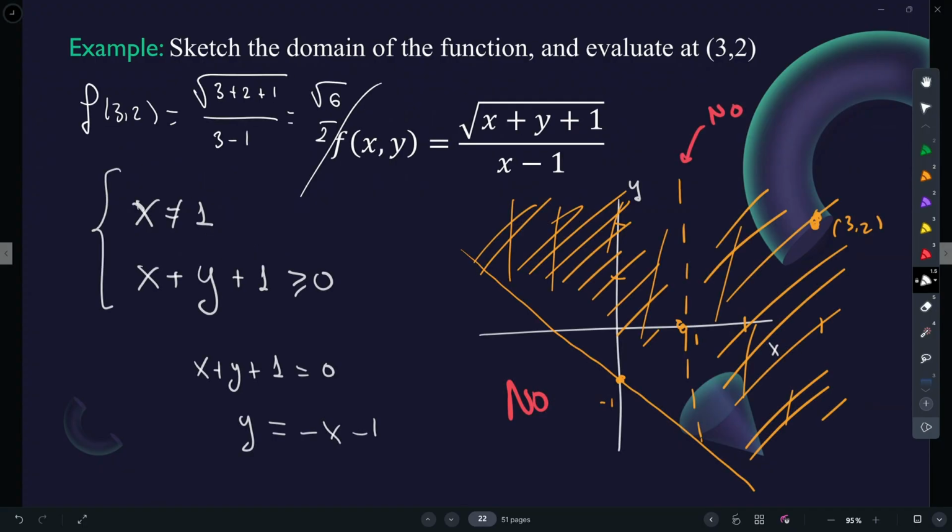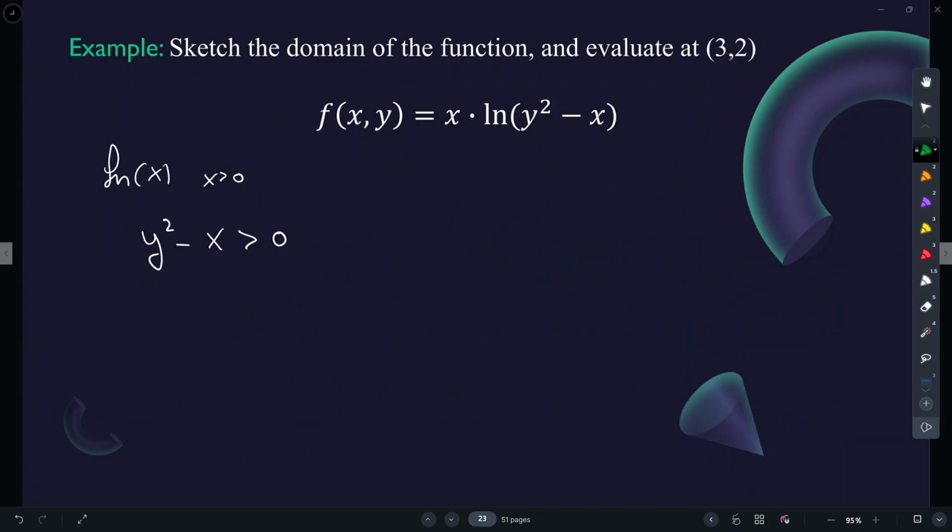In the previous one, the line was included. So the border here was okay. That's when the inside of the root is 0, the square root of 0 is 0, so it was okay. But here, the border is not going to be okay. I cannot evaluate the logarithm of 0, it doesn't exist. So I need y squared minus x to be bigger than 0, which is that y squared is bigger than x, or that y is bigger than plus or minus the square root of x.